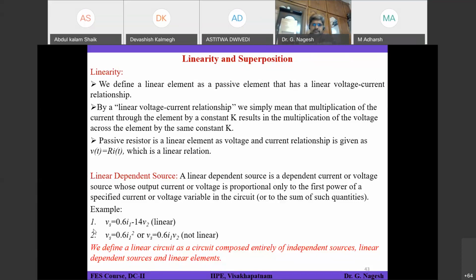If you see, I have given an example here. Vs equals 0.6 into I1 minus 14 into V2. So that means it's a dependent source, which I am representing with Vs. It's a dependent voltage source. It depends on current I1 at some other part of the circuit and on V2 at some other part of the same circuit. So this can be called a linear dependent source.